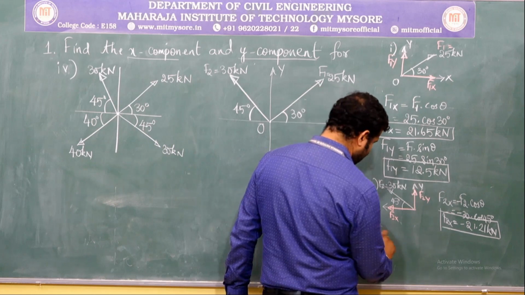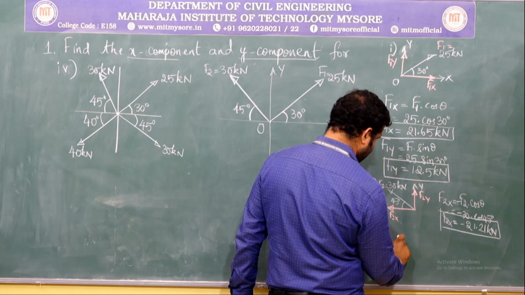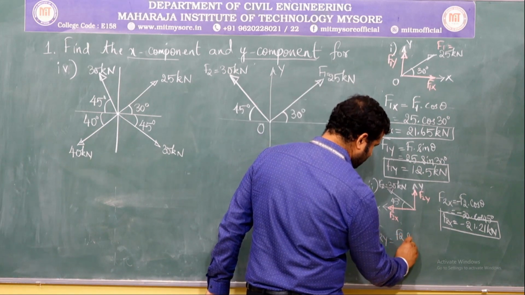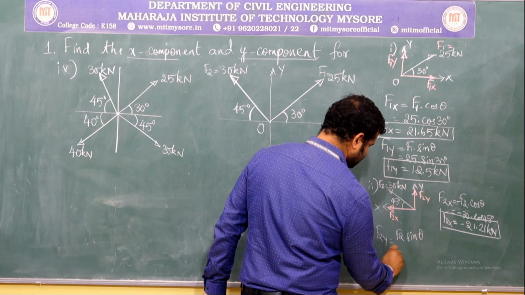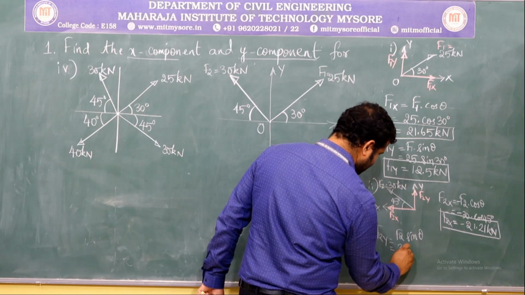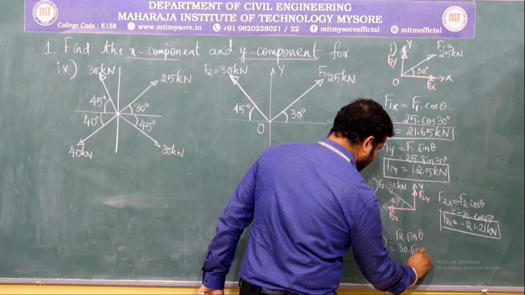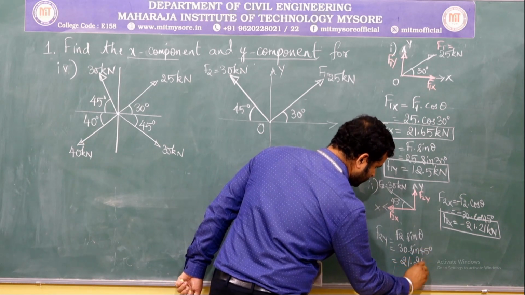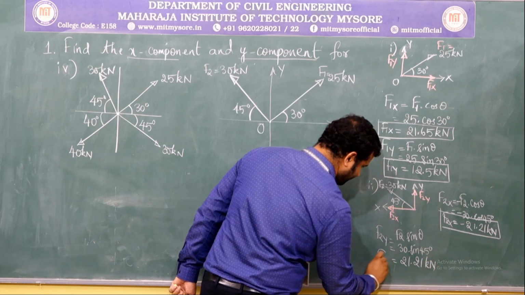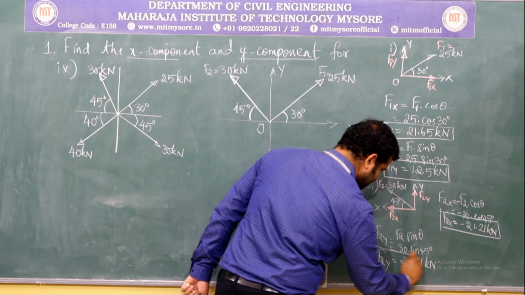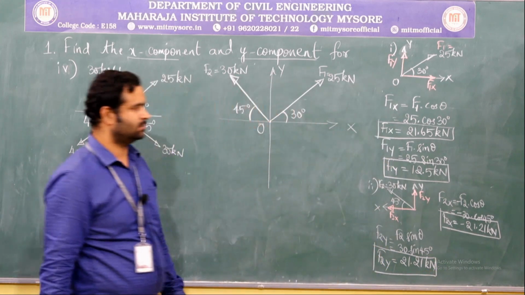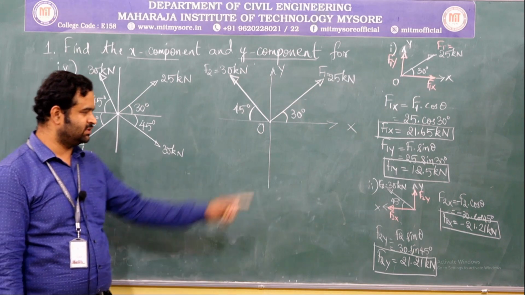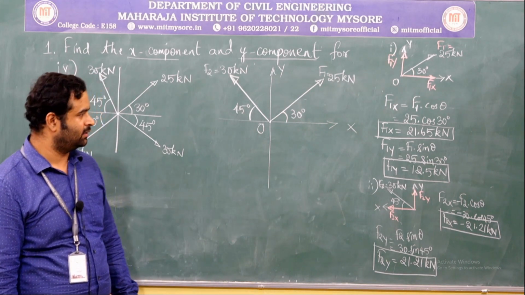Similarly, I can find its y component F2y. It is measured upwards, so positive. So F2 sin theta, which is equal to 30 sin 45, which is equal to 21.21 kilonewton. This is F2y. Okay? So these are the values of F2x and F2y.